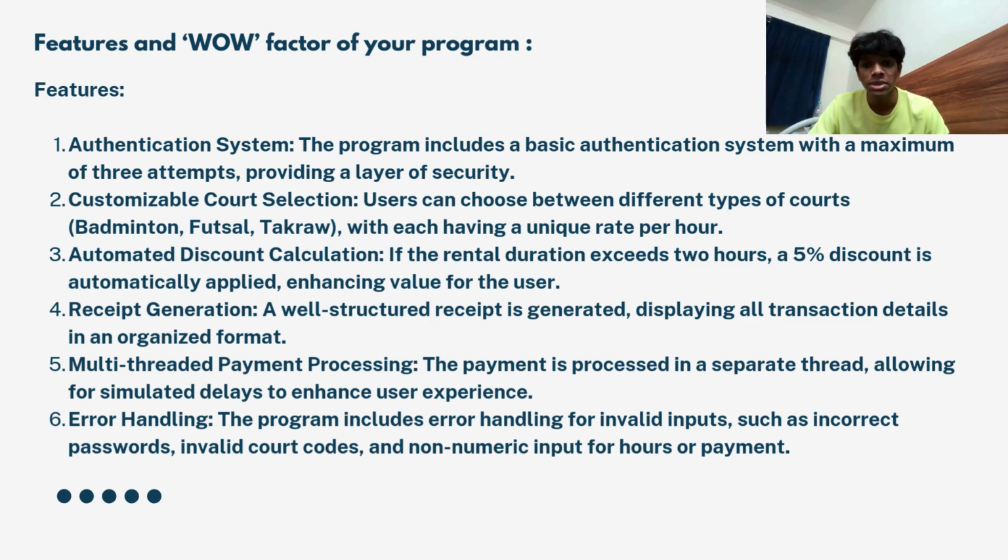Number 3, automated discount calculation. If the rental duration exceeds 2 hours, a 5% discount is automatically applied, enhancing value for the user. Number 4, receipt generation. A well structured receipt is generated, displaying all transaction details in an organized format. Number 5, multi-threaded payment processing. The payment is processed in a separate thread, allowing for simulated delays to enhance user experience.